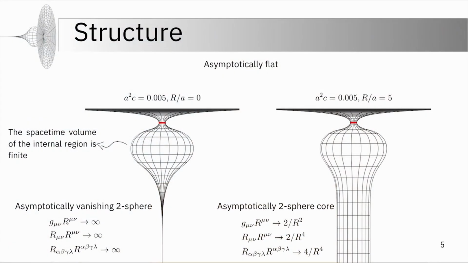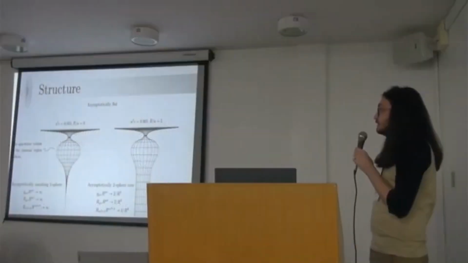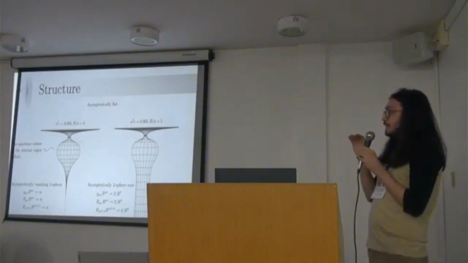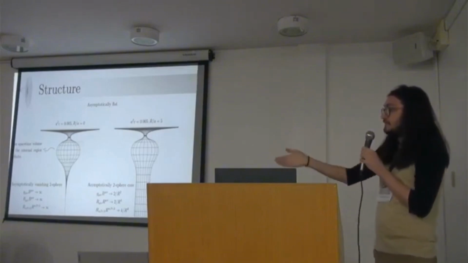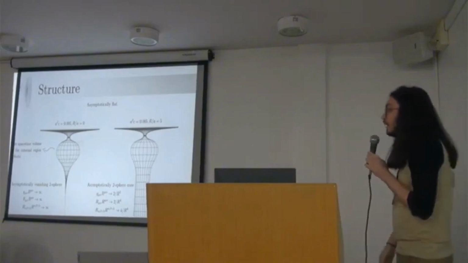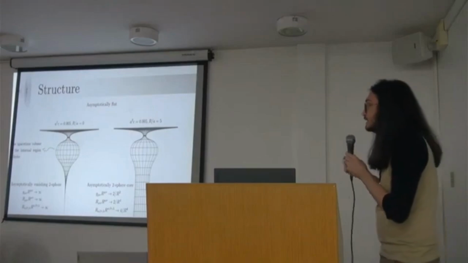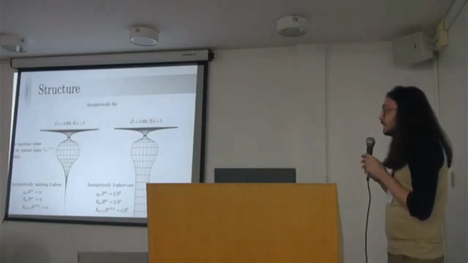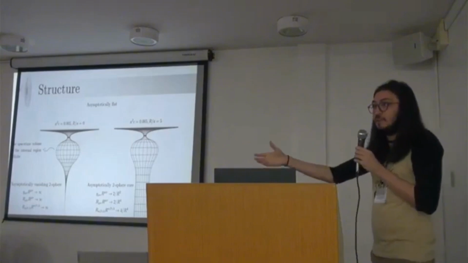As we can see here, we have basically these two configurations. When capital R is equal to 0, we have this bubble, and when capital R is different from 0, we have this thing that the internal region is replaced by a two-sphere core. As you can see, in the case when capital R is equal to 0, the spacetime volume inside the wormhole is finite.